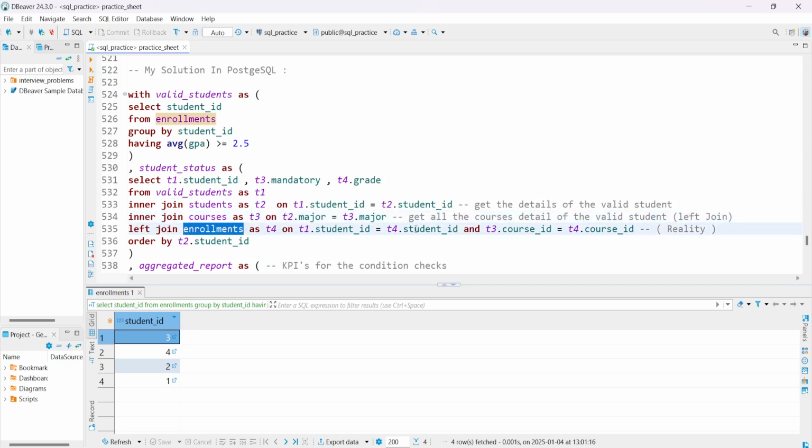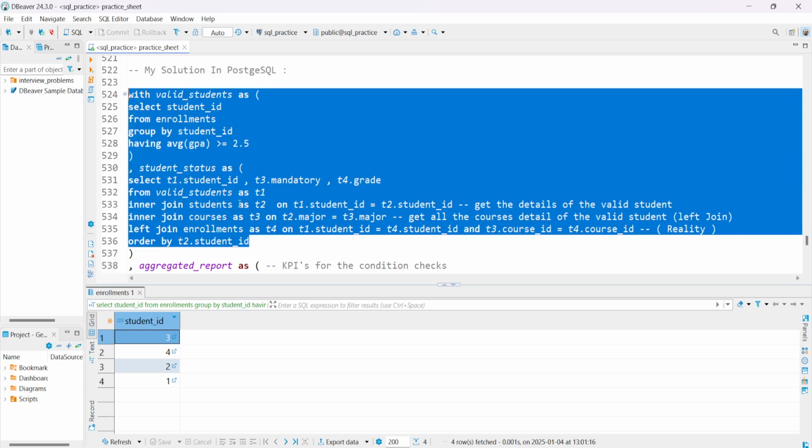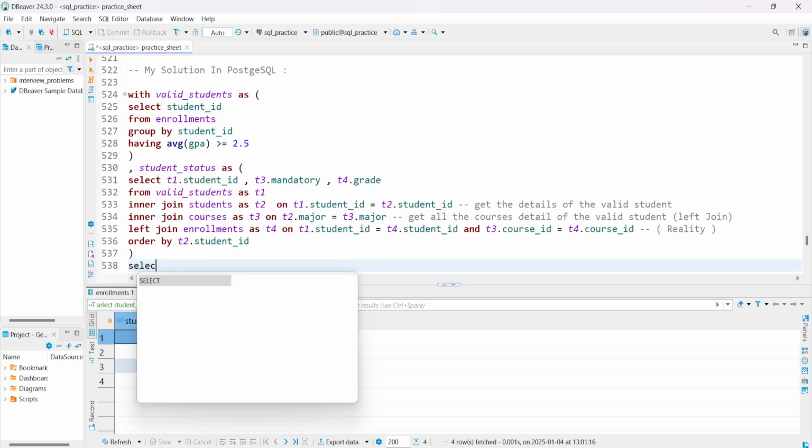So what that means is if the enrollment has null, that means that particular course is not taken by the student, right? So that's why we have done the left join. Once you run this, or basically once you view the result, you will be able to understand these things, right? So let me query this.